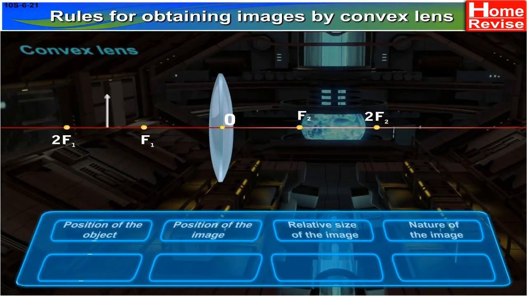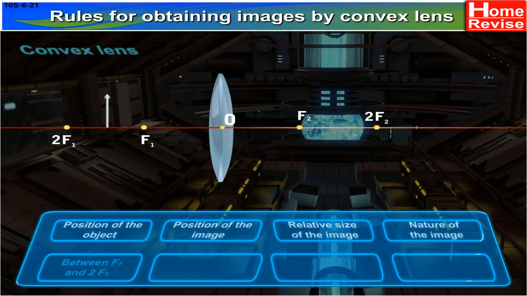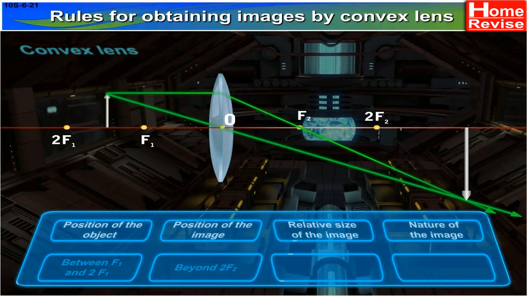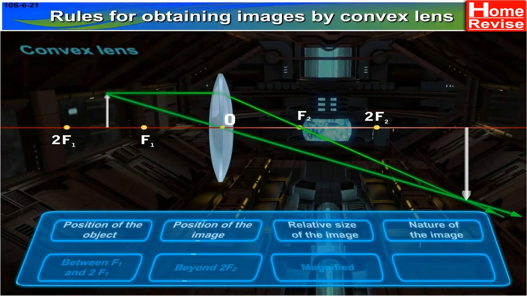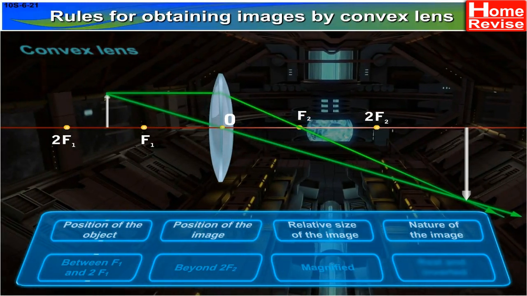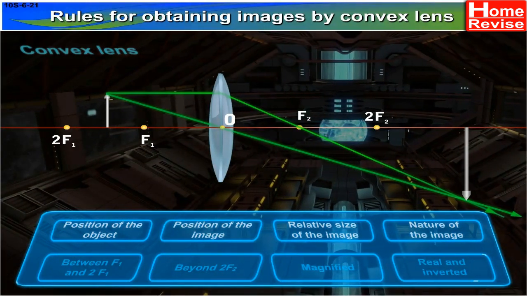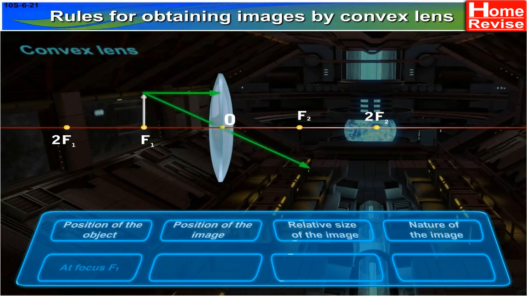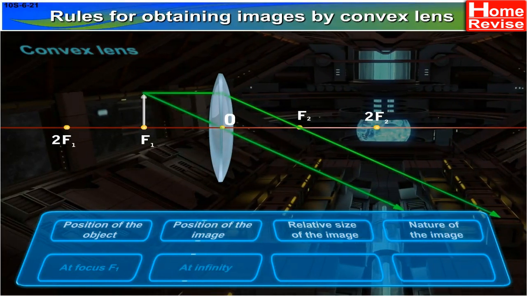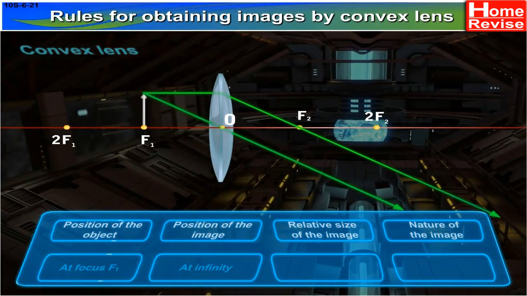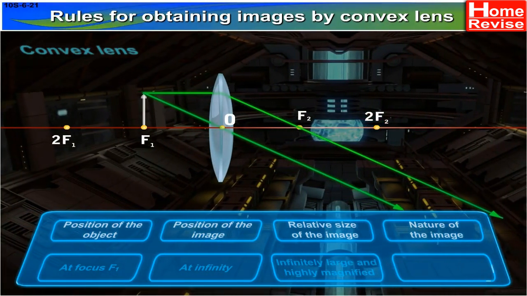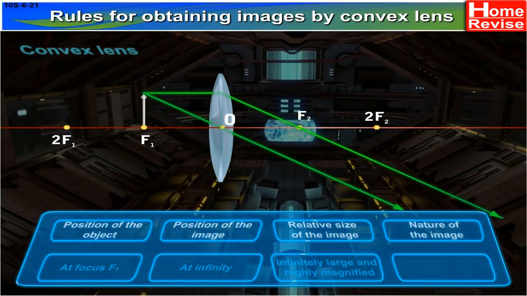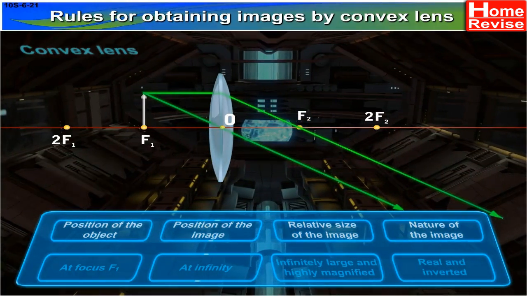When the position of the object is between F1 and 2F1, the position of the image is beyond 2F2, relative size of the image is magnified, nature of the image is real and inverted. When the position of the object is at focus F1, the position of the image is at infinity, relative size of the image is infinitely large and highly magnified. Nature of the image is real and inverted.